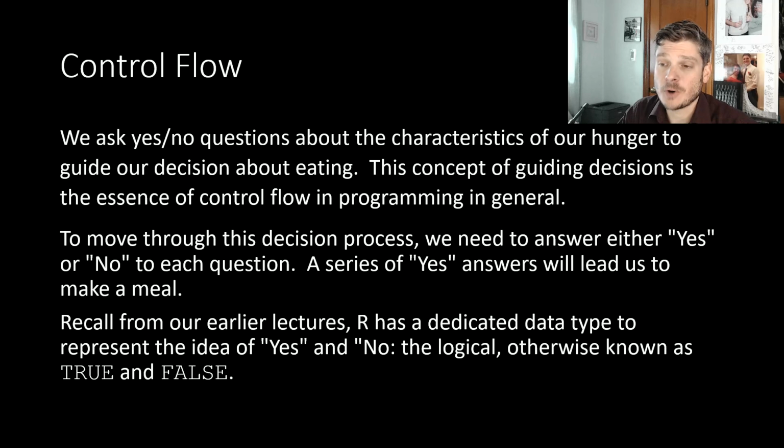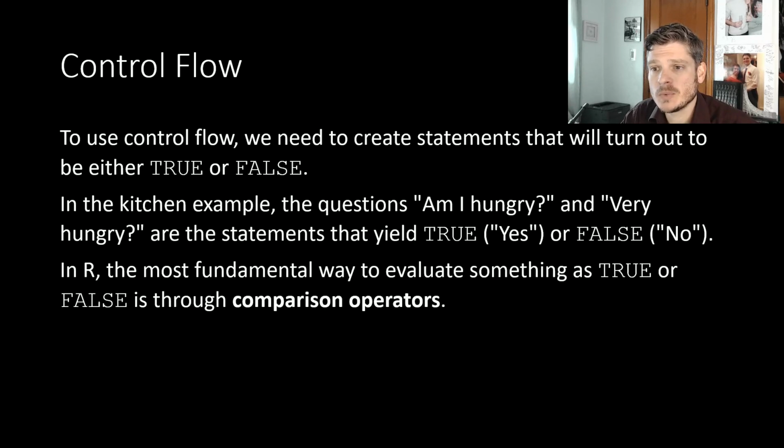Now, in programming, we don't say yes or no. In programming, we use our logicals, true and false, to make our decisions for us. That means we need to create statements that will turn out to be either true or false. So again, in this kitchen example, when I ask questions like, am I hungry? instead of saying yes or no, I need to answer true or false. And the most common way that we come up with true or false results in our programming language is through our comparison operators.